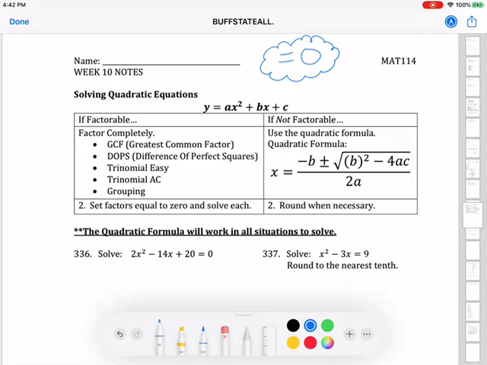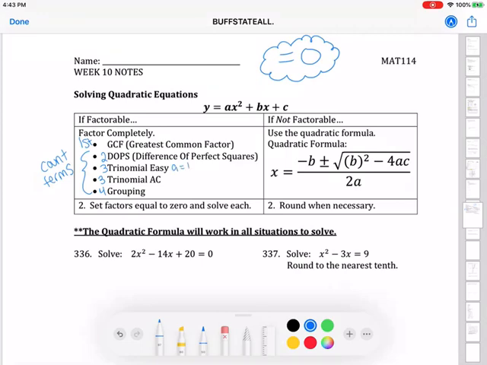So for factoring completely, let's go over those methods again real quick. GCF is the first type of factoring that you check for. If it has a GCF, that's the type of factoring that you do. If it doesn't, you then count your terms. We talked about this last week. For factoring completely, if it doesn't have a GCF, you count your terms. DOPS typically goes along with 2 terms. Trinomial easy is the shortcut for the trinomial AC method, but both have 3 terms, and grouping has 4 terms. So once you count your terms, you can identify which method you would use.